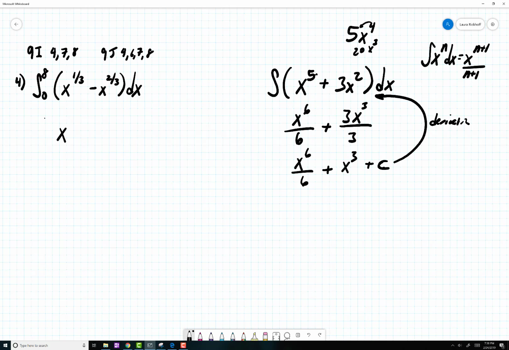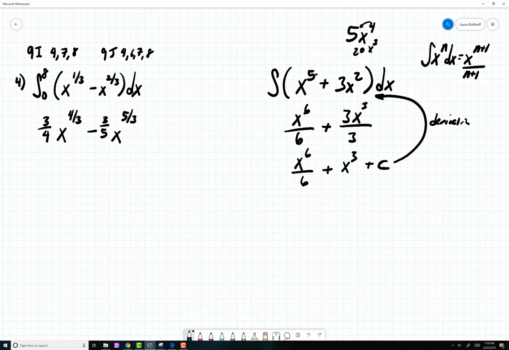I'll add 1 to my power, so 1/3 plus 1 is 4/3. And dividing by 4/3 is the same thing as multiplying by 3/4. And then I'll do the same thing here. I'll add 1 to 2/3, so that's 5/3. Dividing by 5/3 is the same thing as multiplying by 3/5.